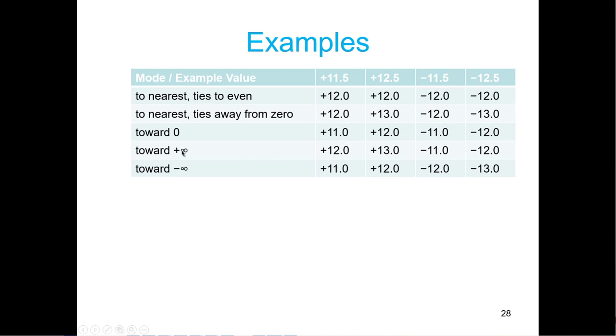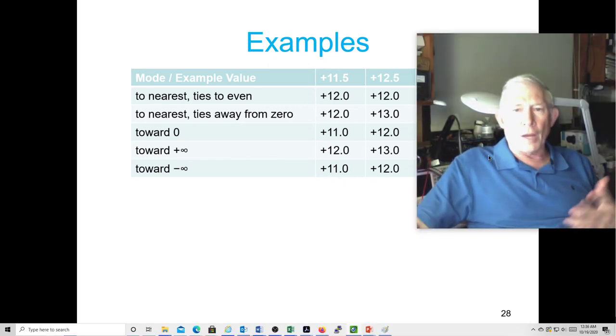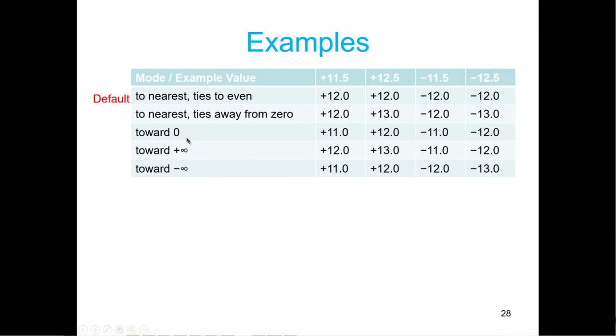And then towards plus infinity, 11.5 we're going to 12, 12.5 we're going to 13. Towards plus infinity with negative values, minus 11.5 we're going to 11, minus 12.5 we're going to 12. And then towards minus infinity, this is what we do. So here are the different options. You can see again, ties round to the nearest, ties to even is the default.